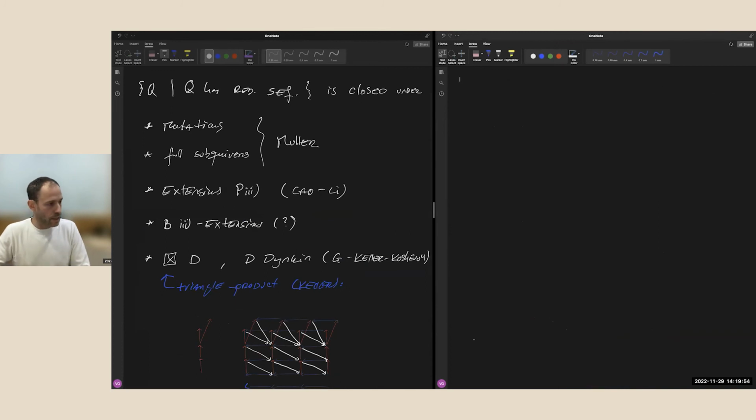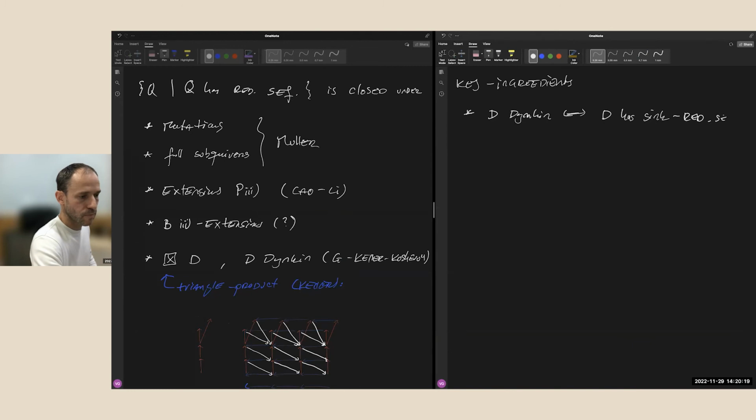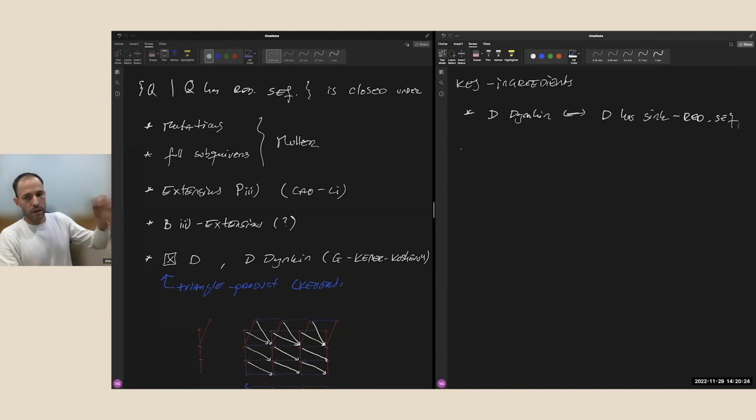So here are the key ingredients in the proof of this result. First is the observation that a quiver is Dynkin if and only if it has a sink-maximal green sequence or a sink-maximal reddening sequence. By this I mean a reddening sequence which only mutates at sinks. Also, we conjecture that if we have two acyclic quivers which are not Dynkin, then the triangle product has no reddening sequence.